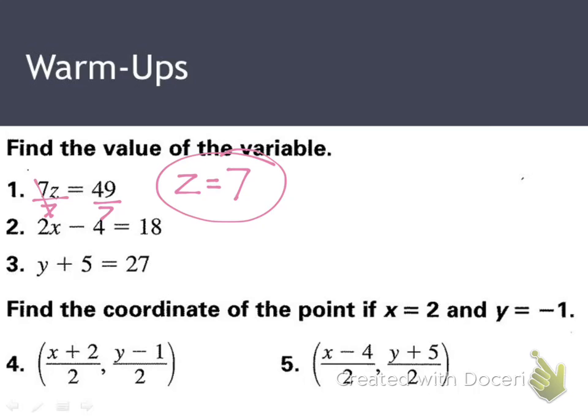The next one's a two-stepper. You want to undo the adding and subtracting first, so what am I doing? Subtracting 4. How do I undo subtracting 4? Add 4 to both sides. Good, so those are gone. I am left with 2x on the left equals 22 on the right. Then what? Yes, divide both sides by 2. X equals 11. Great.